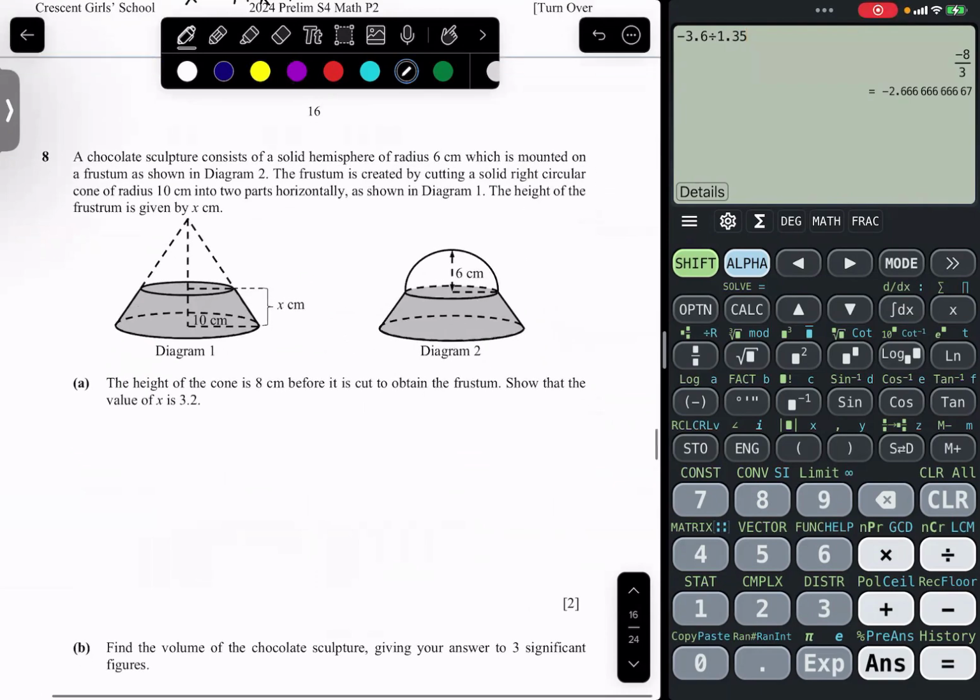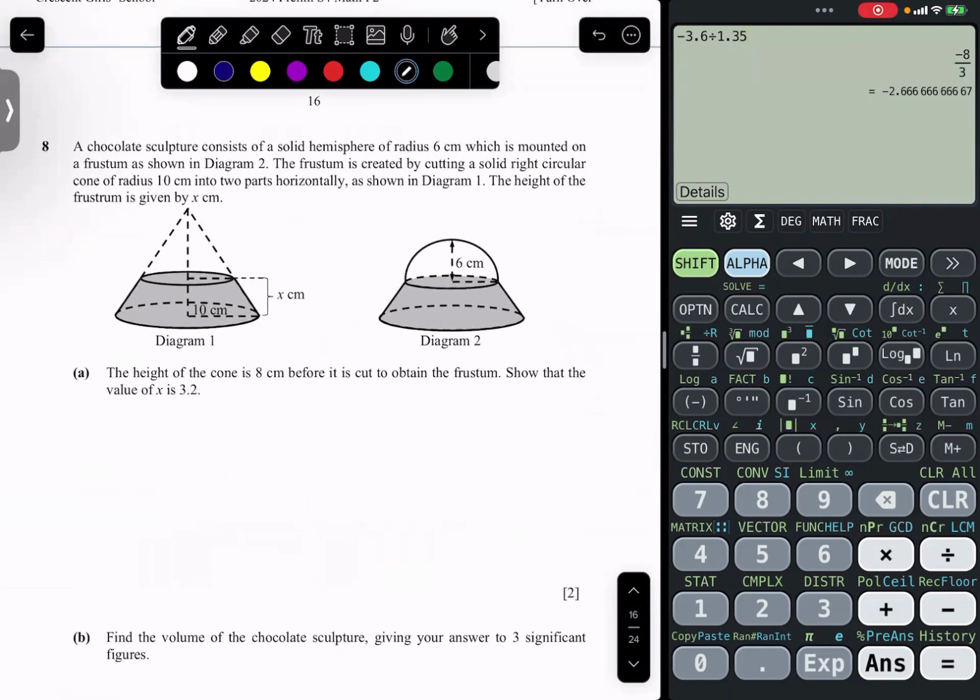A chocolate sculpture consists of a solid hemisphere of radius 6 cm, which is mounted on a frustum as shown in diagram 2. The frustum is created by cutting a solid right circular cone of radius 10 cm into two parts horizontally, as shown in diagram 1. The height of the frustum is given by x. The height of the cone is 8 cm before it is cut down to obtain the frustum. Show that the value of x is 3.2.